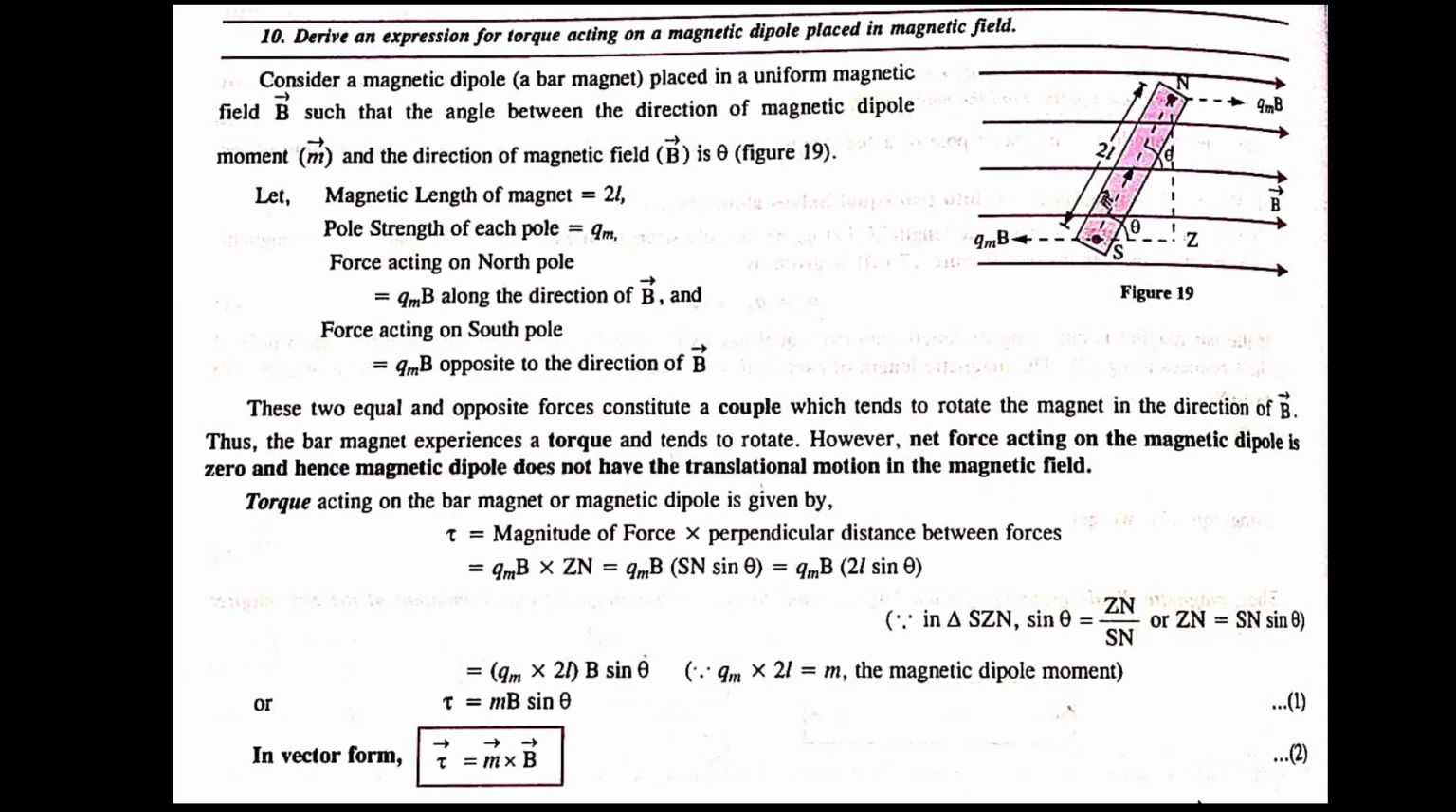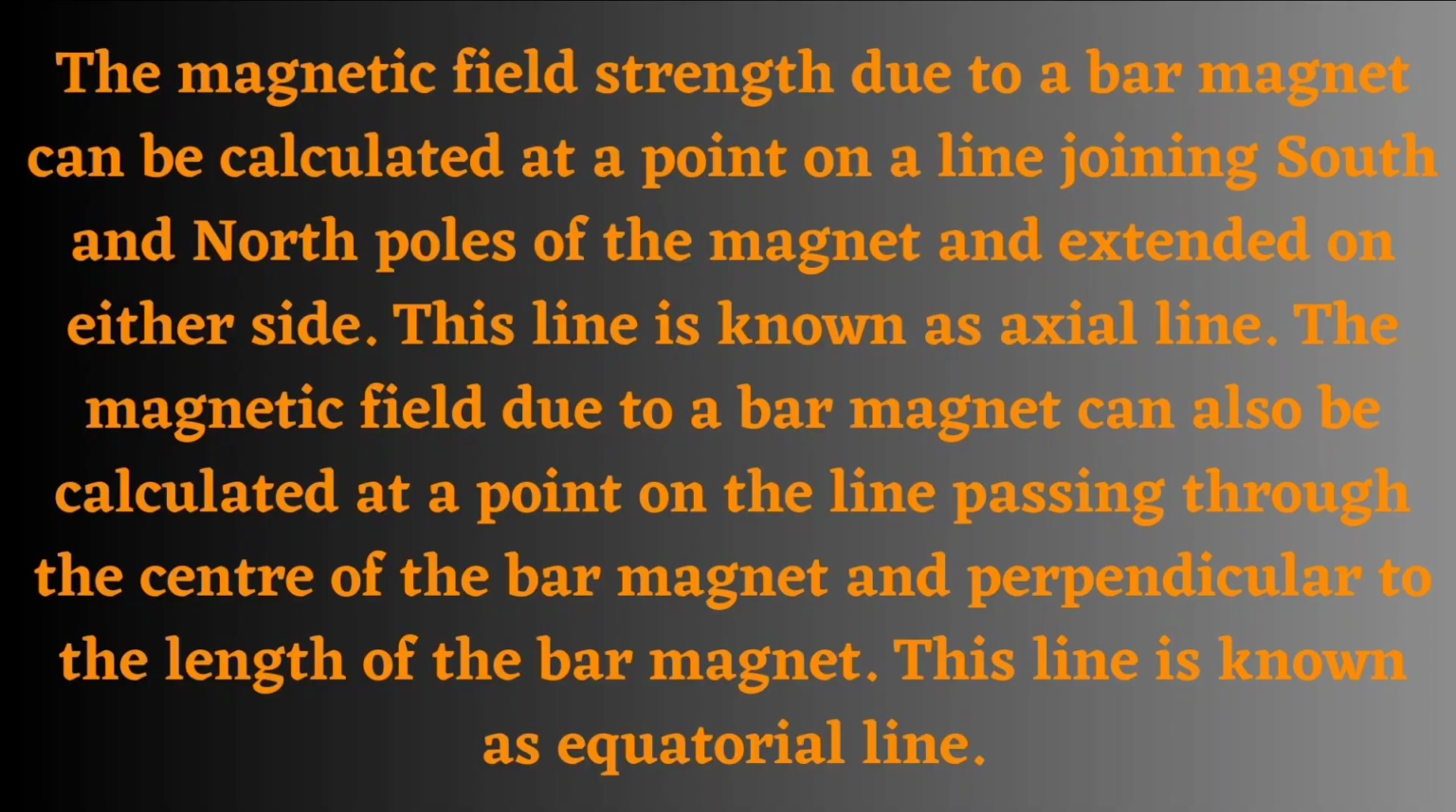We can also represent the torque in vector form, that is, tau vector is equal to m vector cross B vector. Now we are going to learn about the expression for magnetic field strength at a point on the axial line and the equatorial line. First of all, what is the axial line and what is the equatorial line? I am going to explain one by one. The first is the axial line. The axial line is the line that joins the south and the north pole of a magnet and is extended on either side.